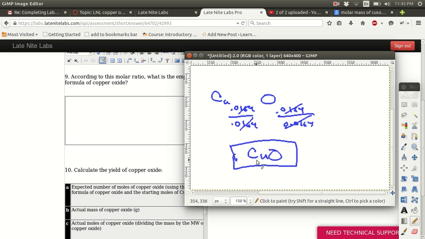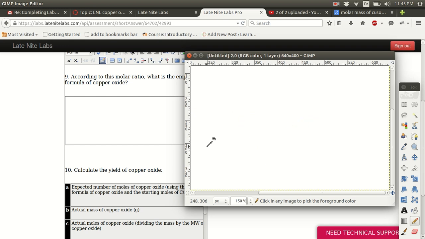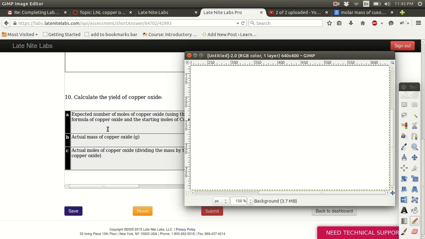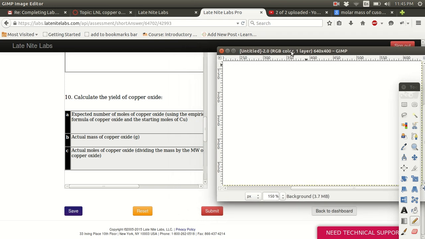You need to be able to find that on your own. So ask me more questions if you need some specific help with that process. All right? So you have seen me do that with my numbers. You do that with your own numbers. Okay? Now, number 10, I believe, is the last item. Calculate the yield of copper oxide.